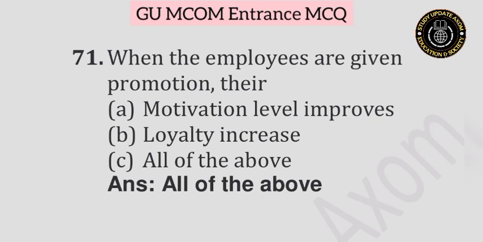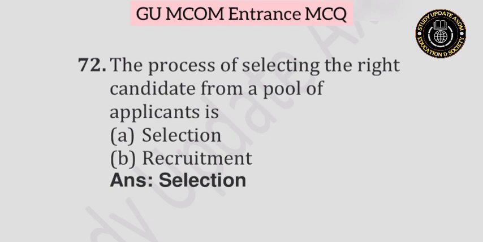Question number 71. When the employees are given promotion, they are option A, motivation level improves, option B, loyalty increases, option C, all of the above. Answer is all of the above. Question number 72. The process of selecting the right candidate from the pool of applicants is option A, selection, option B, recruitment. Answer is selection.